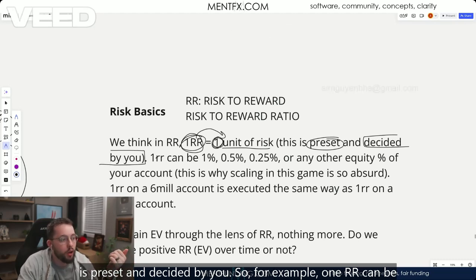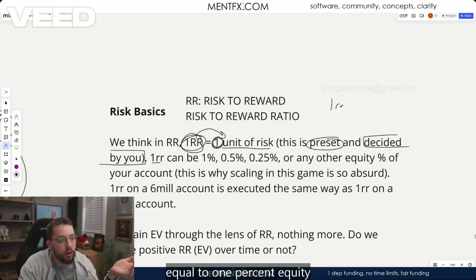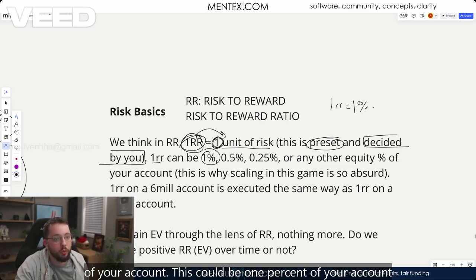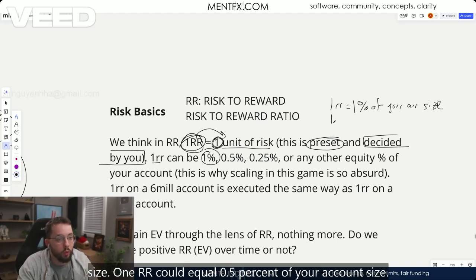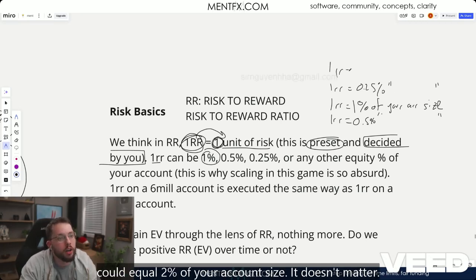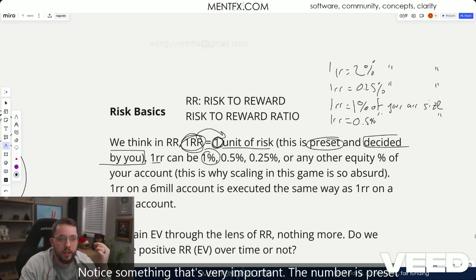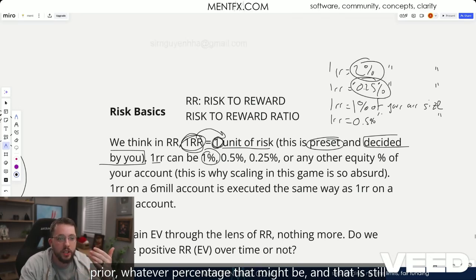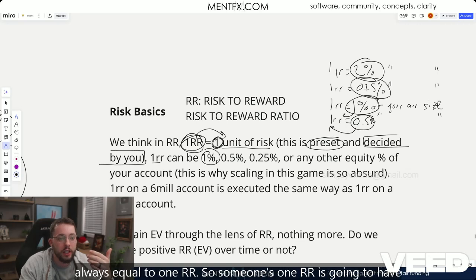So, for example, 1 RR can be equal to 1% equity of your account. This could be 1% of your account size. Okay? 1 RR could equal 0.5% of your account size. 1 RR could equal 0.25 percent of your account size. 1 RR could equal 2% of your account size. It doesn't matter. Notice something that's very important. The number is preset prior, whatever percentage that might be, and that is still always equal to 1 RR.